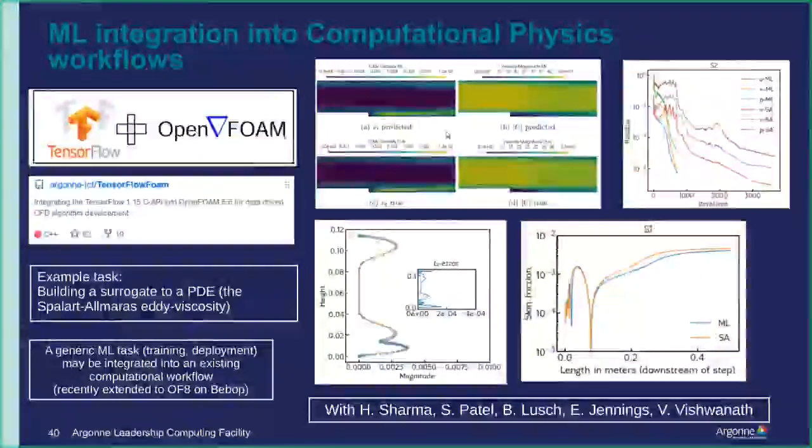We deployed a proof of concept study where we used a TensorFlow trained surrogate model for the subgrid eddy viscosity in a RANS simulation, and we saw a pretty dramatic speedup when the surrogate was used, because we didn't have to solve an extra PDE. This is the coefficient of friction for a backward-facing step problem, and we were able to recreate it quite nicely at about a seventh of the compute time by using a surrogate.